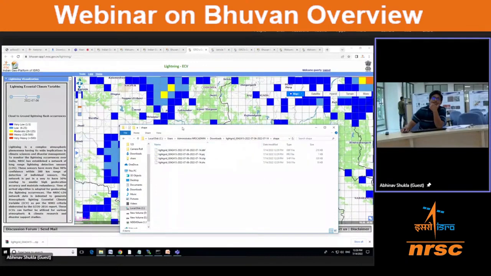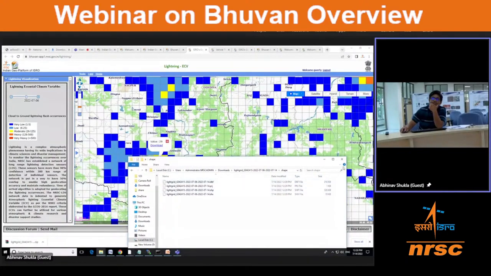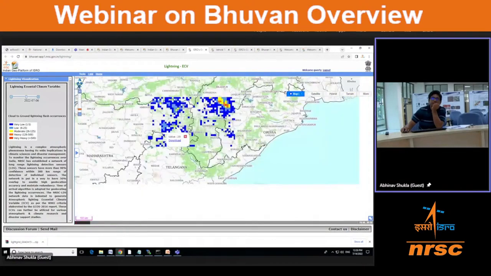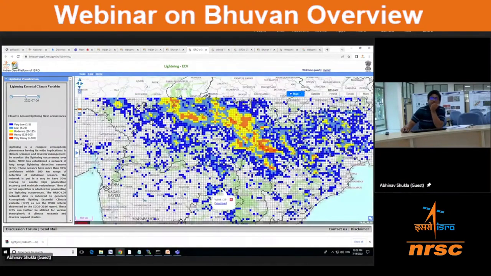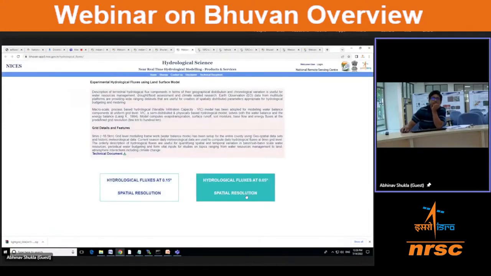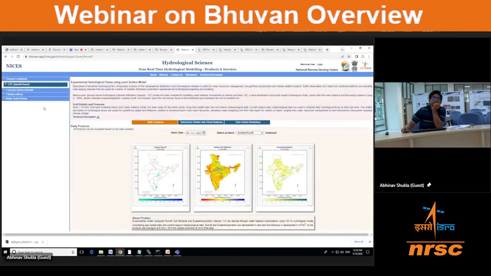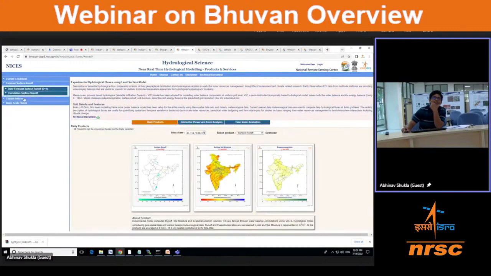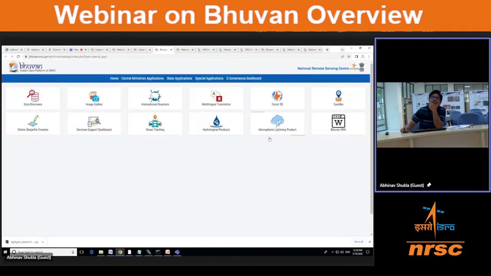We are getting that particular grid as a shape file. This is all about the Lightning ECV that we have in our Bhuvan portal. So, hydrological product, this is all the hydrological product. These technical documents we can get. What are the details you can get from here? Whatever is there, you can explore and get.